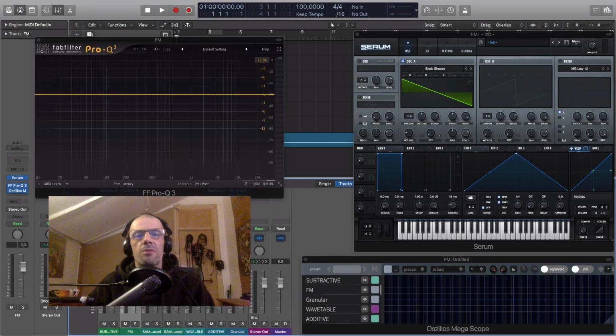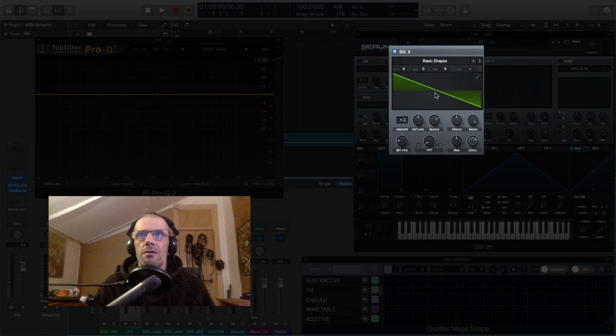FM, or frequency modulation, is a form of synthesis where you have a waveform called the carrier being modulated by another inaudible waveform called the modulator. Here we have my carrier on this instance of Serum.